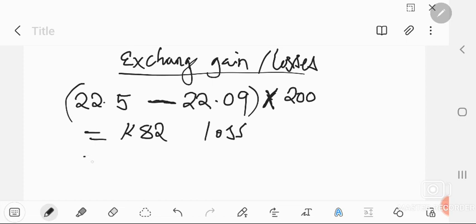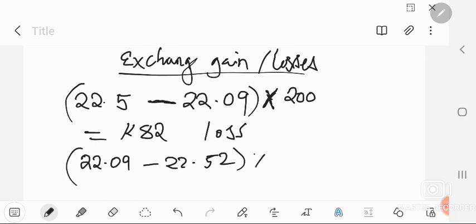Then you move on to the next one, which is April. For April, you need to start with the most recent rate, which is 22.09. Let's establish that point, because you've now left March. At the month end of March, it was 22.09. So use the most recent rate. The next one should be the month end of April, which they told us is 22.52. Of course, multiply by your dollar amount. This is giving you how much?